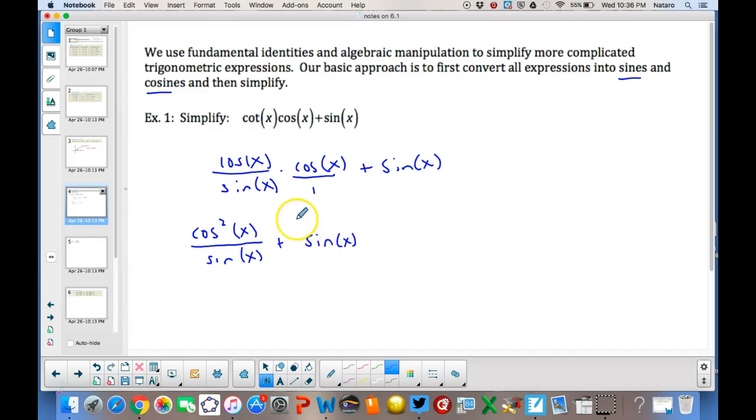Well, in order to combine these two fractions now, I need to have a common denominator. And so my common denominator is going to be sine of x. So I'm going to put the denominator of sine of x here, but if I multiply the denominator here by sine of x, I also have to multiply the numerator by sine of x. Right? And you might think, wait a minute, what did she do there?